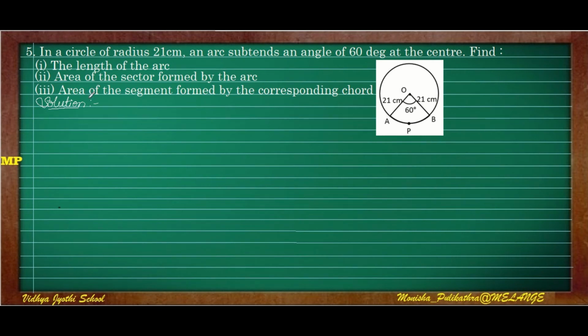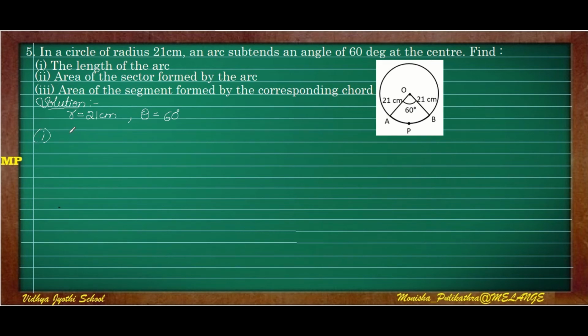Let us move on to the fifth question of this session. The question is, in a circle of radius 21 centimeter, an arc subtends an angle of 60 degree. So here the data given is radius is equal to 21 centimeter and theta, that is angle, is 60 degree. So we have to find out all the 3 points. First is the length of an arc, second area of the sector formed by the arc, and third one area of the segment formed by the corresponding chord.